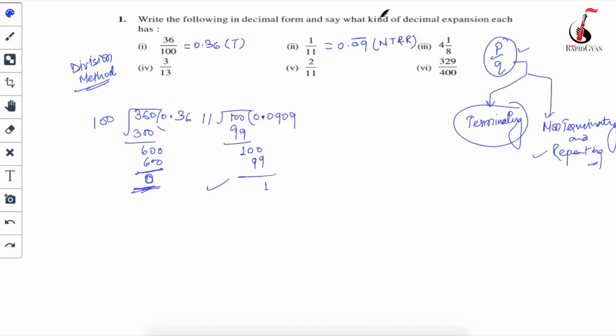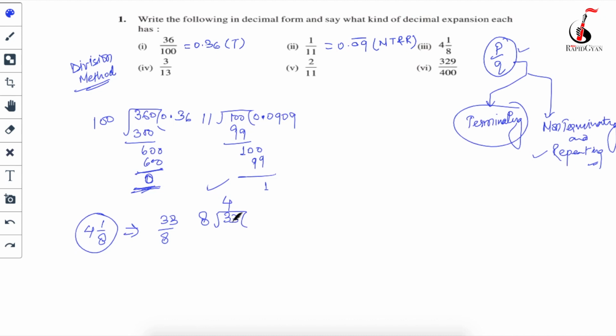The next question is the third question, which is 4 and 1 by 8. This is in the form of a mixed fraction, so first I will have to convert it into a simple fraction. This will be 8 times 4 is 32, plus 1 is 33, so 33 upon 8. Now we will have to divide 33 by 8.